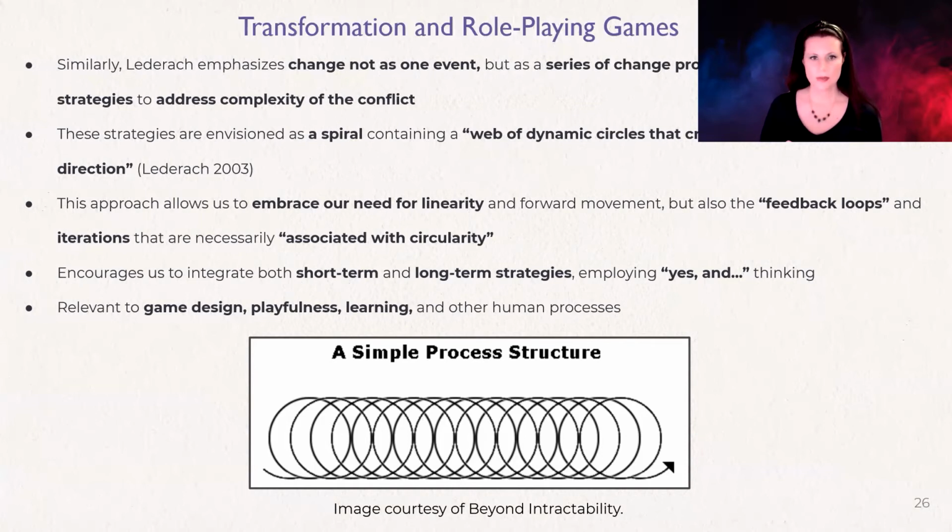So the way this is visualized, here's the image, which he calls the rotini, for those of you who know about rotini pasta. It's a simple process structure, he says, but it's basically this spiral of circles. So we take that same circular image that we had before, and we're moving forward in time with it, and therefore it becomes both linear and circular at the same time.